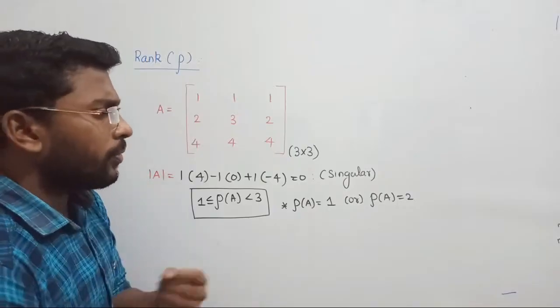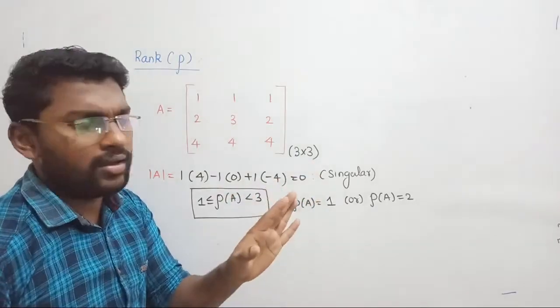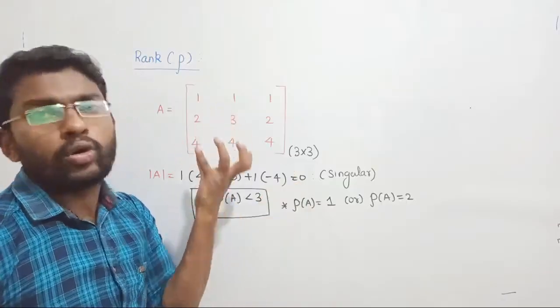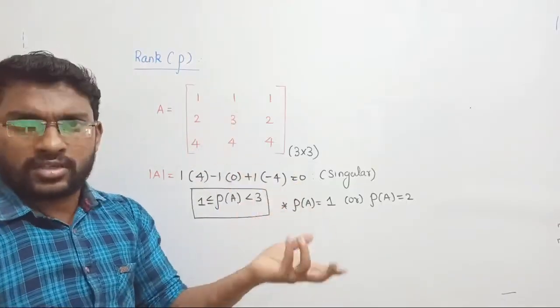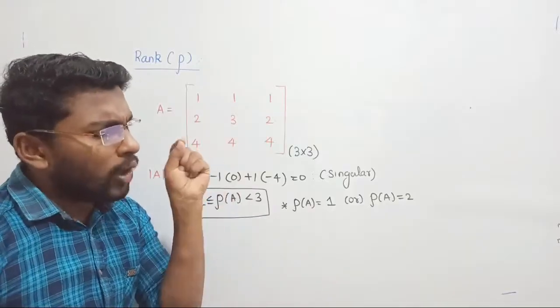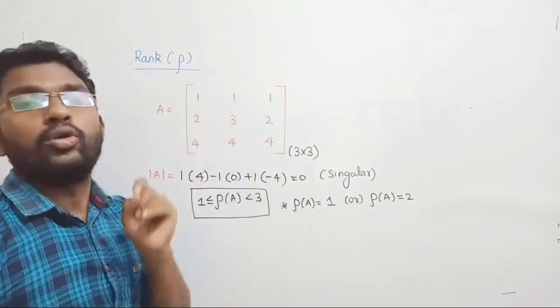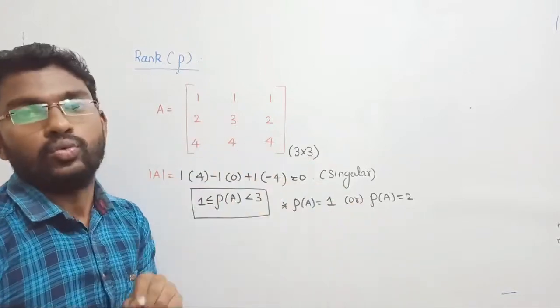Getting me? So what does it mean? If the 3 cross 3 matrix determinant equals 0, the rank is not 3. Then the rank may be 2 or maybe 1. We check that by again selecting 2 cross 2 matrices, all possible combinations. If at least the determinant of one 2 cross 2 matrix is not equal to 0, then the rank of the matrix will be defined as 2.